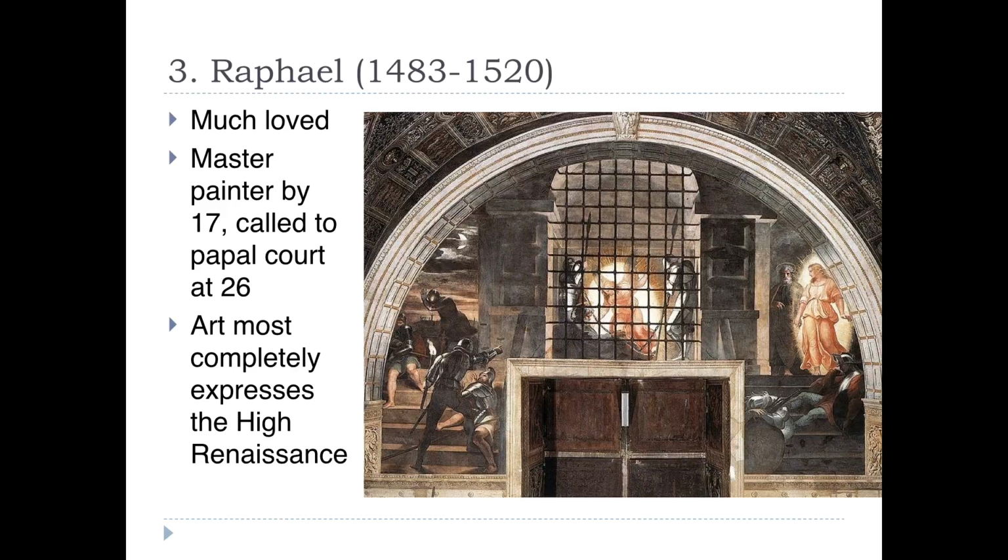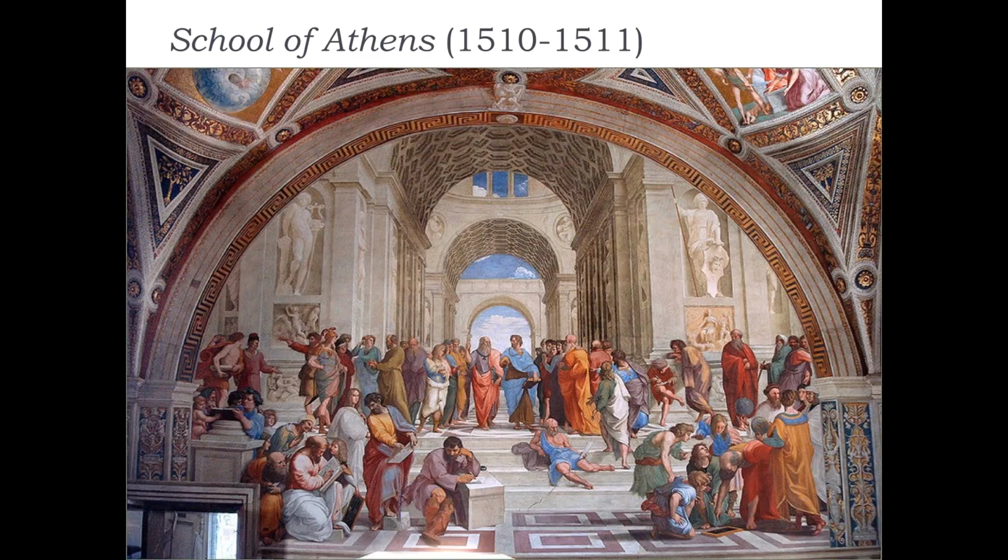Basically, it says he expresses most completely the art of the High Renaissance. But he was a master painter by 17, and he was commissioned by the papal court at the age of 26. And this is his painting that is in the Vatican, actually, called the School of Athens. And these are paintings that basically represent the great philosophers. And I would say that's a tremendous use of perspective.